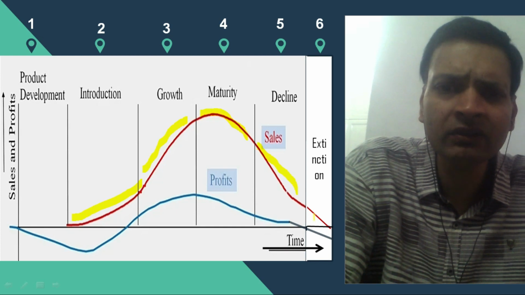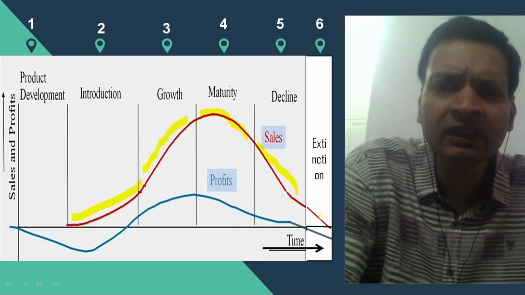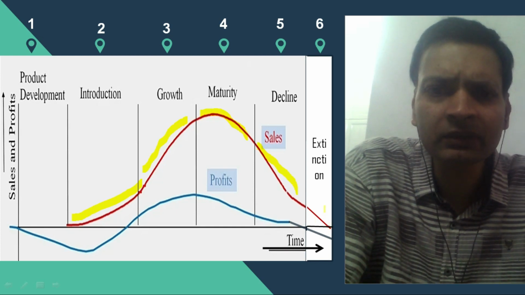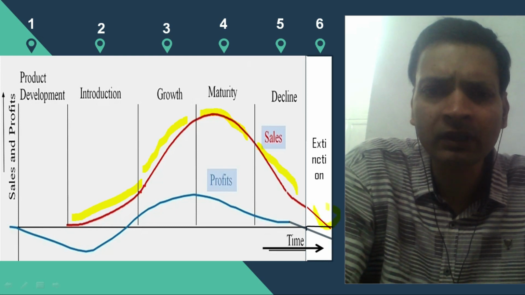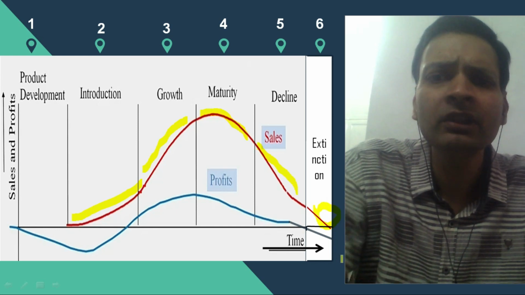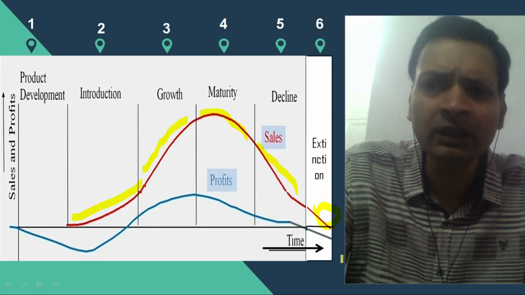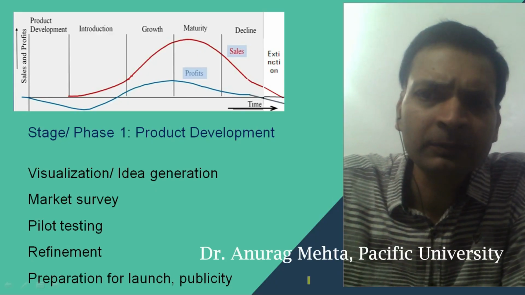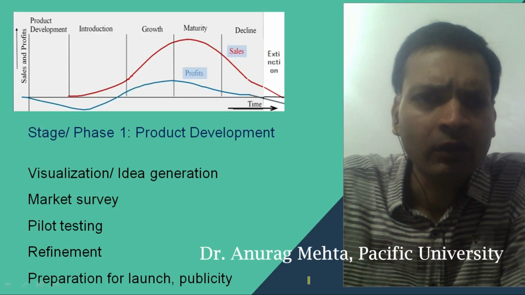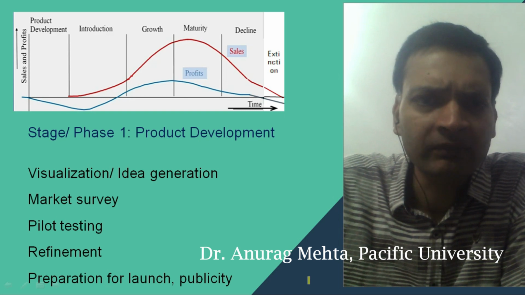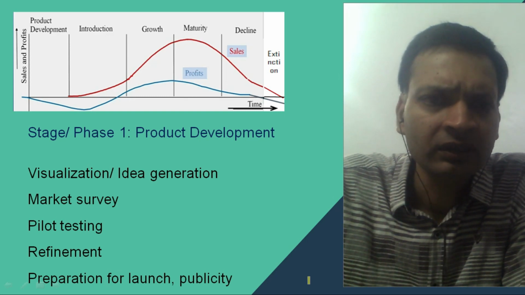The last stage of human being's life is death, similar to the product extinction stage, where the product's sales come down to zero and ultimately it disappears from the market. Now I will explain all the steps of PLC one by one with their characteristics and their marketing strategies.